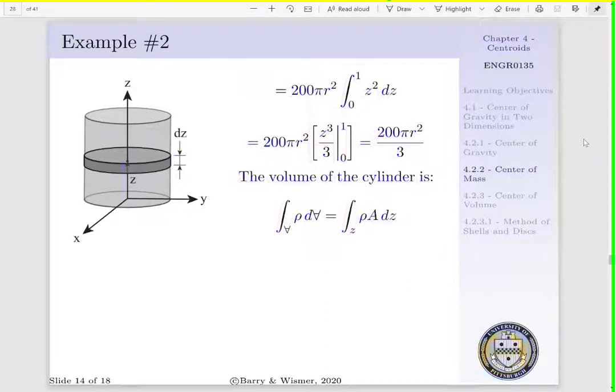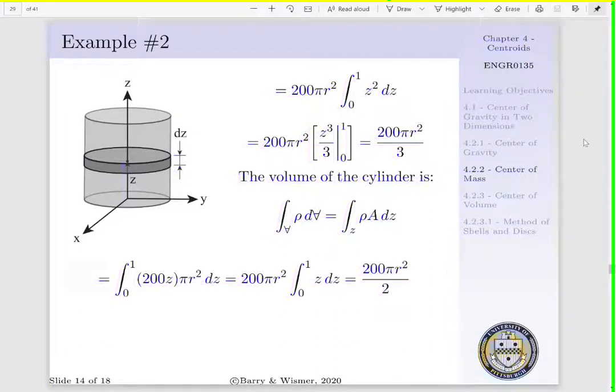Now we have to determine the volume of our cylinder, i.e. the denominator of our z bar equation. And we have the integral with respect to volume of rho dV, which is equal to the integral with respect to z of rho A dz. Recall, A times dz is equal to our differential volume. Thus we'd have the integral from 0 to 1 of the quantity 200z, which represents rho, times pi r squared, which represents A, dz. This is 200 pi r squared times the integral from 0 to 1 of z dz, which is equal to 200 pi r squared per 2.